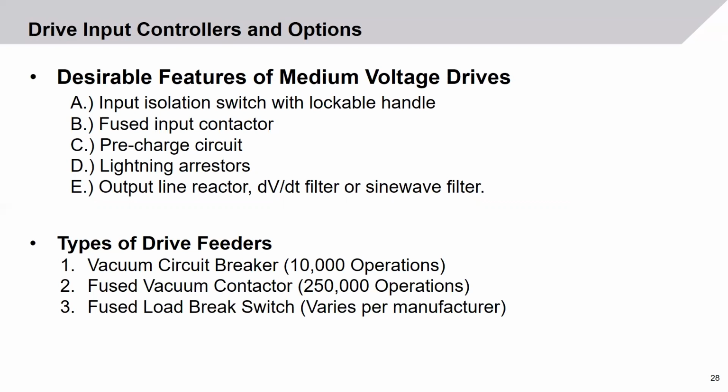Different types of drive feeders include the vacuum circuit breaker, normally good for 10,000 operations before the need of maintenance; the fused vacuum contactor, 250,000 operations before the need of maintenance; and the fused load break switch, where operations vary per manufacturer.